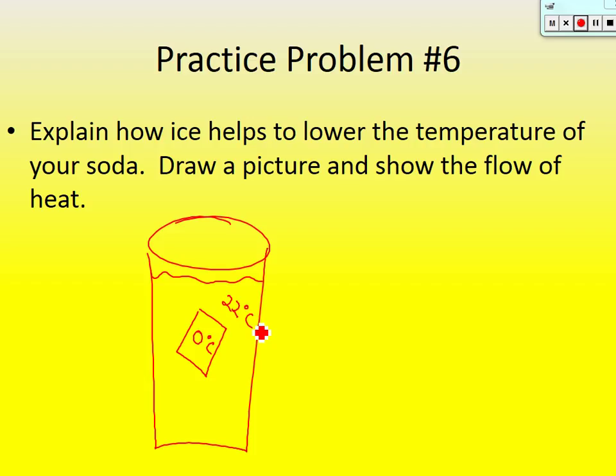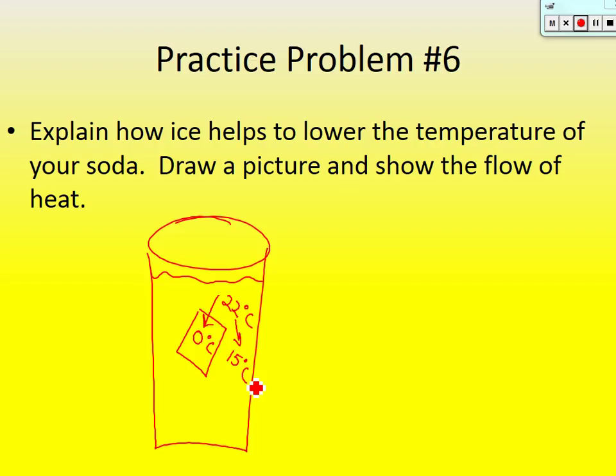So which way is heat going to go? I want you to draw the arrow into the ice cube that shows the direction of heat flow. Remember, it always goes from a hot object to a colder object. The temperature of your soda is higher, so that heat is going to go into the ice cube. What does that do when you're taking heat away from the soda? Now it's not at 22 anymore. Is it going to be higher or lower than 22? Lower. It might even get down to like 15 degrees Celsius or maybe even lower than that.